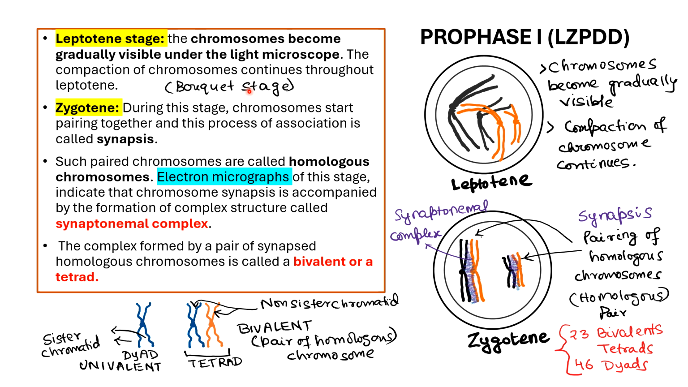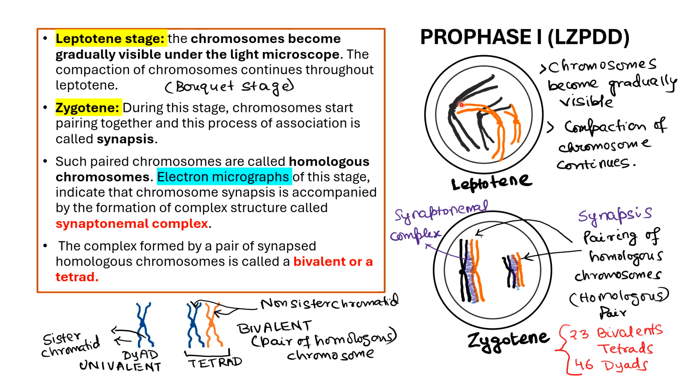The first thing we need for a division is compaction of the chromosomes. So the chromosomes condense and become gradually visible in the leptotene stage of the prophase. You can also visualize them under the light microscope in this stage, but still the chromosomes are not as condensed as those we get in the metaphase stage. They look like a bouquet, so the leptotene stage is also called the bouquet stage.